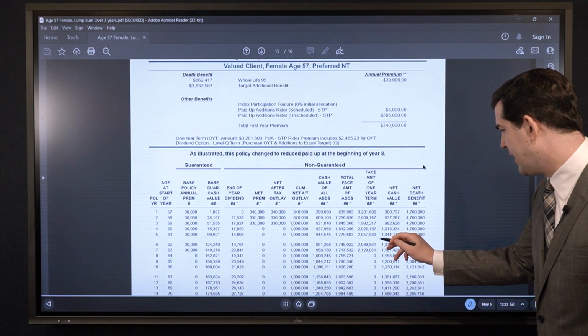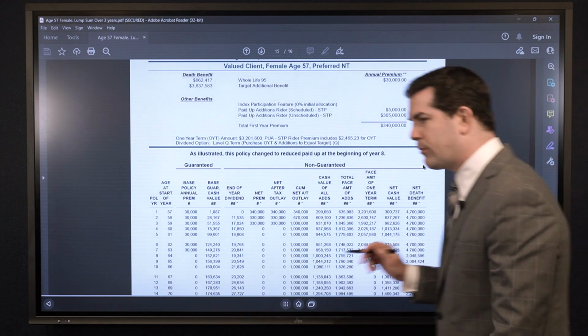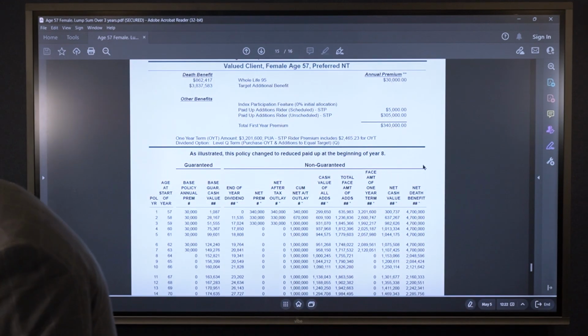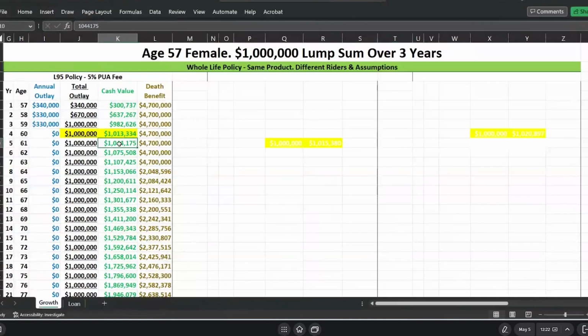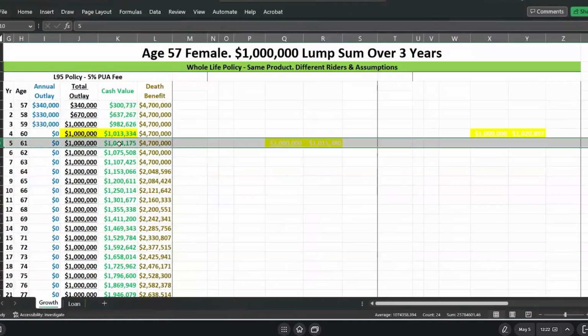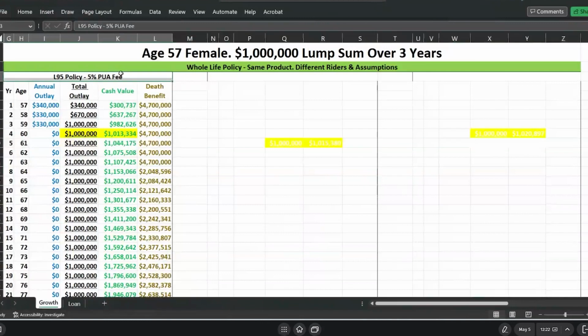$1,044,000 and change when we look at it. Okay, cool. So what we're going to look at is a simplified version of this. And what do you notice about the year 5 cash value there? $1,044,000. What we did was just export the values from the illustration to Excel, and there we go. So this is one product or one variation of this product.